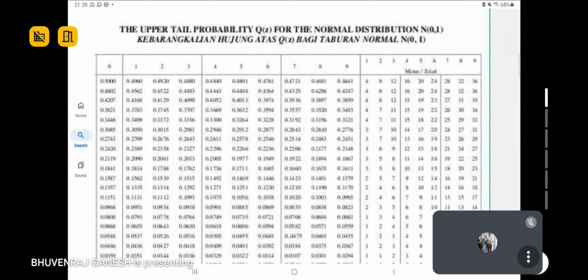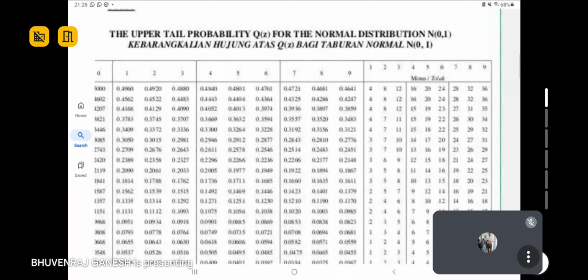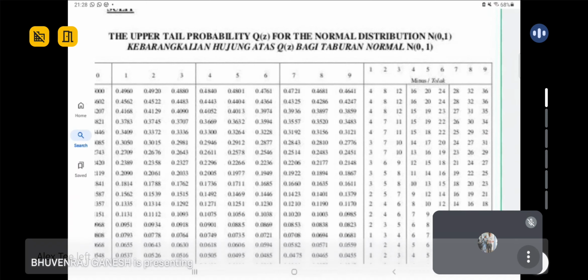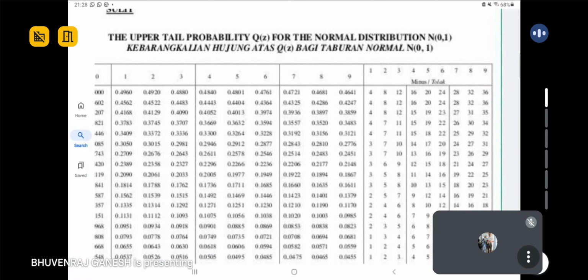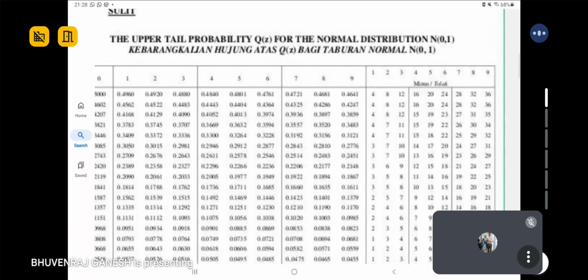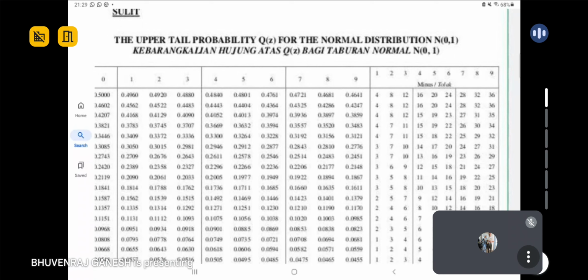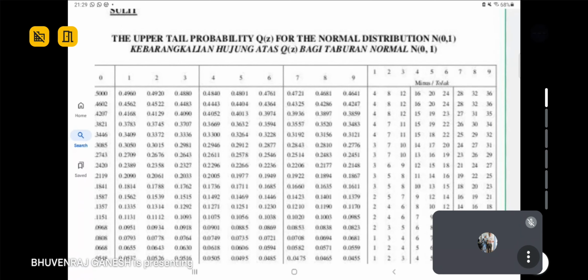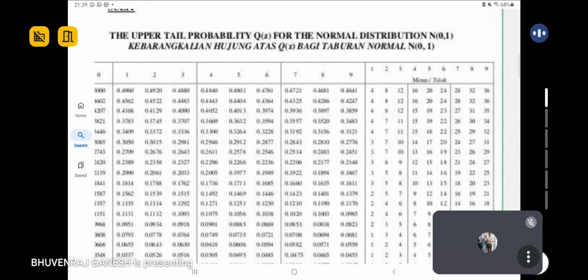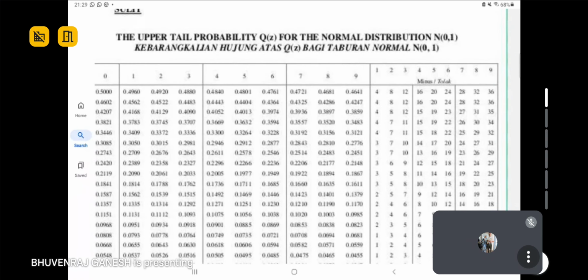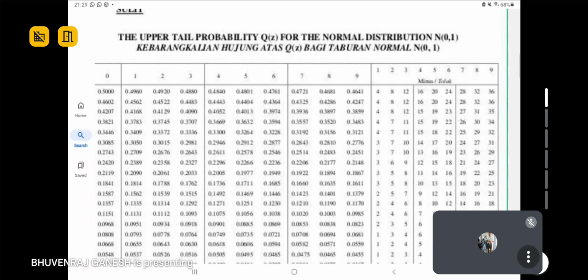So I have to minus 0.0012. Wait. Not minus, plus. Because now we are going probability to score Z. Am I right? Wait. Yes, probability to score Z. So must plus. Score Z to probability, you minus. Probability to score Z, you plus. Okay? But at the end, how do you get that 0.274?